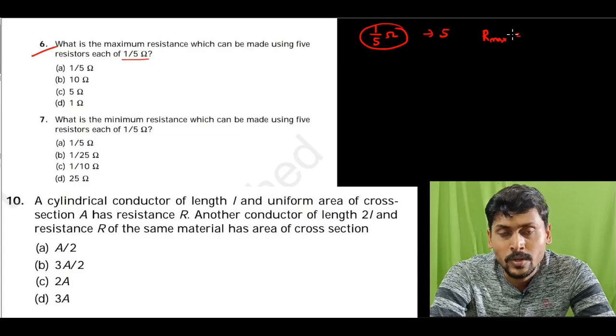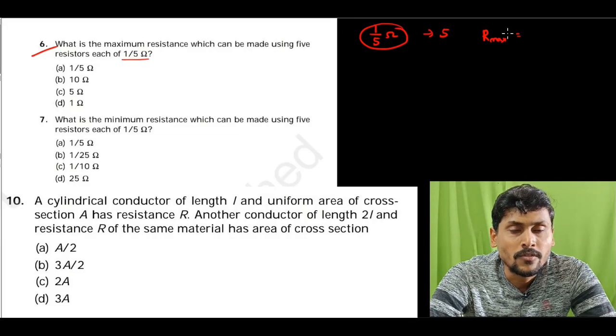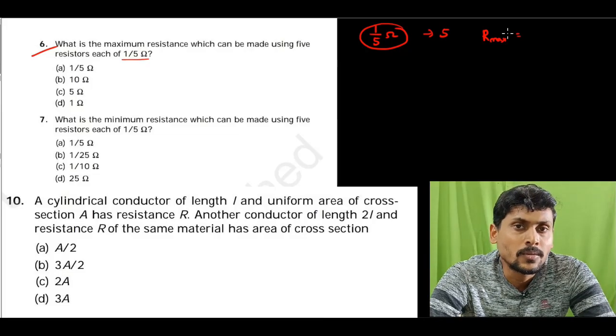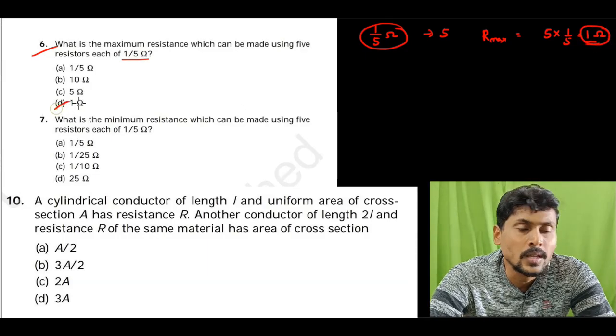In a series combination, all the resistances will be added up. So you have 5 resistors each of 1 by 5 ohm. The answer will be 5 into 1 by 5 ohm, which is equal to 1 ohm. So you can obtain a maximum of 1 ohm of resistance. So option D is the correct one.